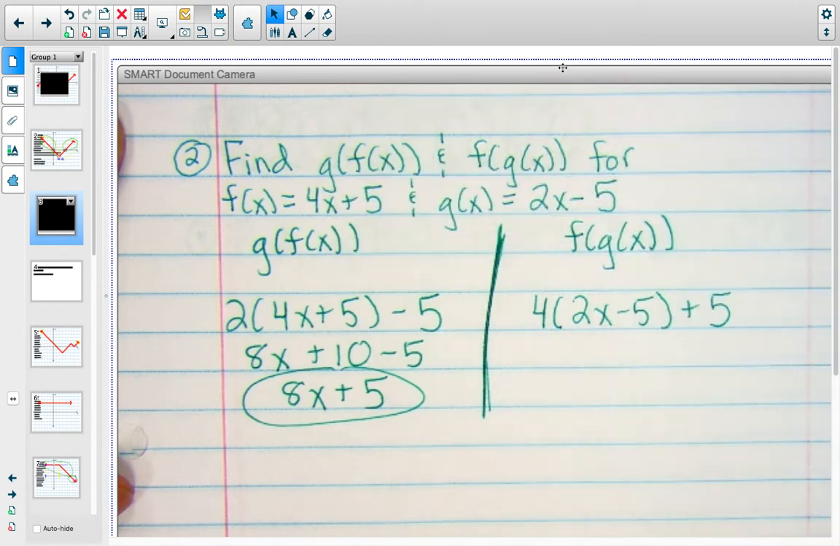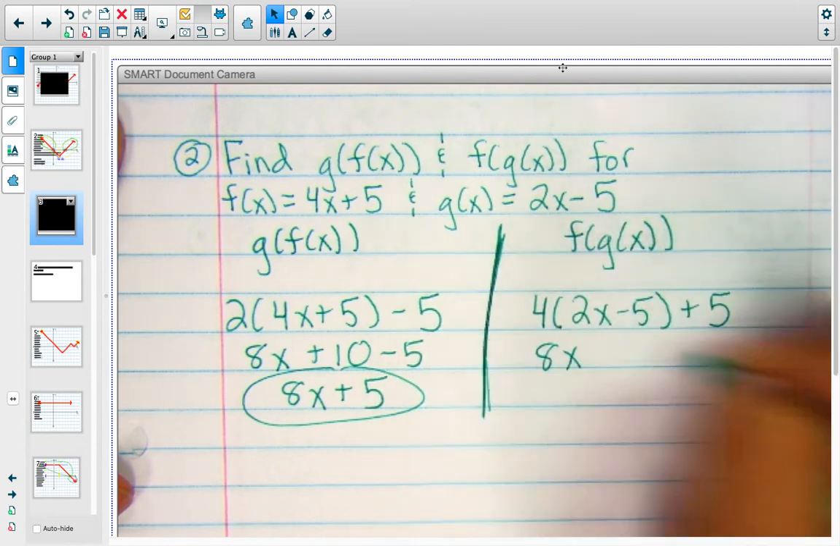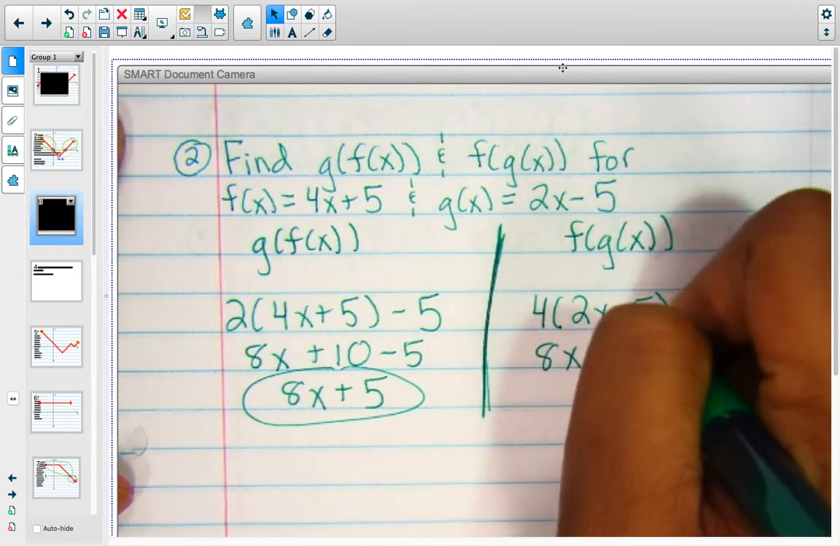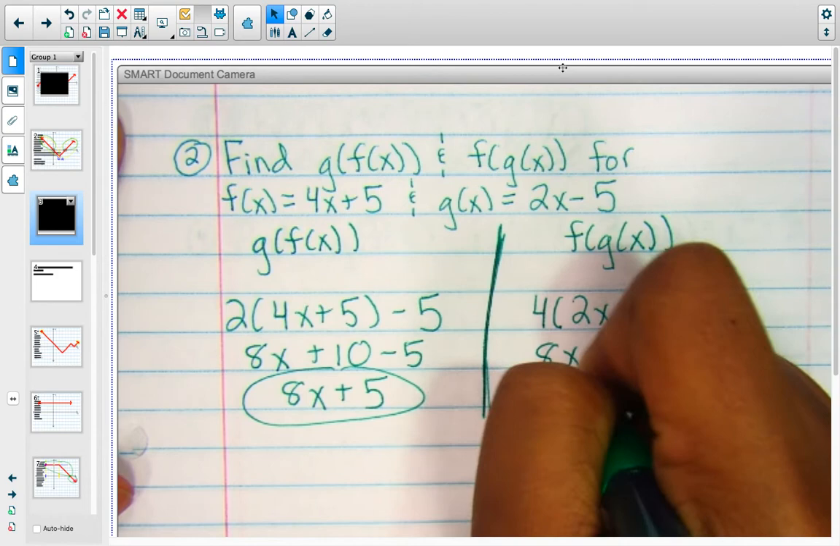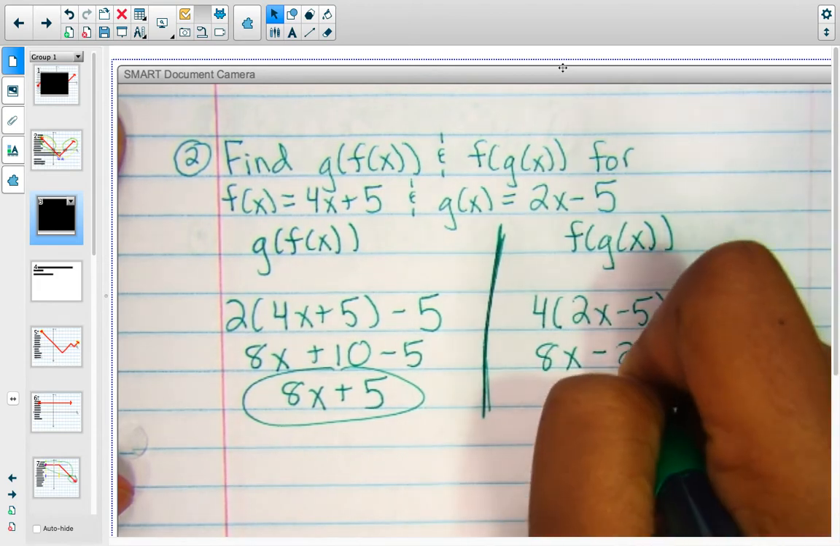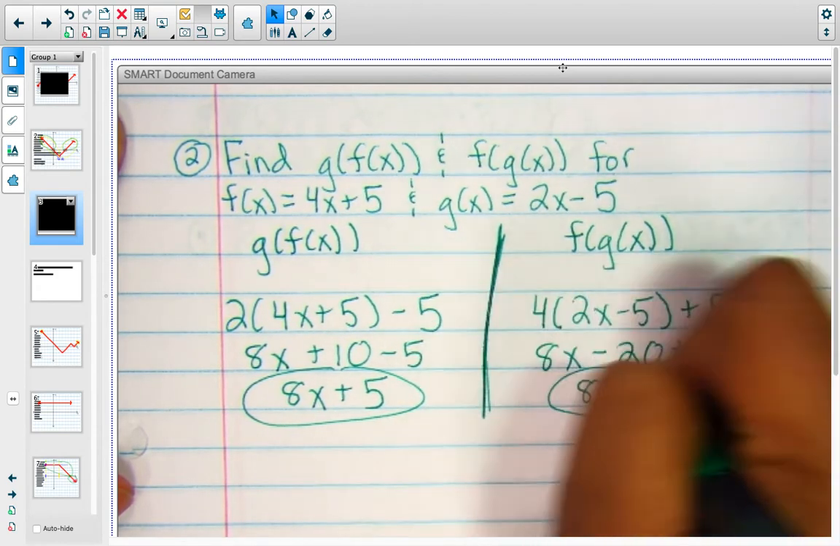So that variable is no longer there. You get rid of it. So 4 times 2x is 8x. 4 times negative 5 is negative 20. Add 5 to it. And negative 20 plus 5 is negative 15.